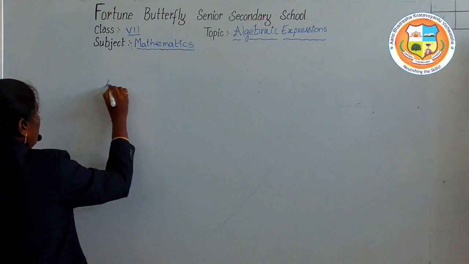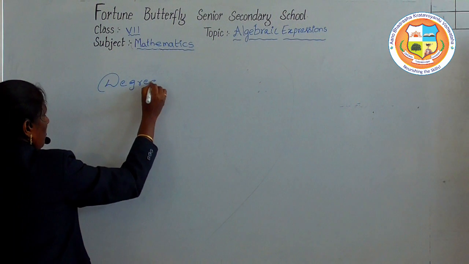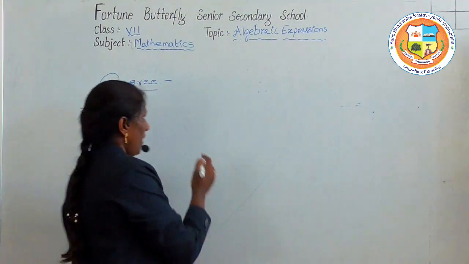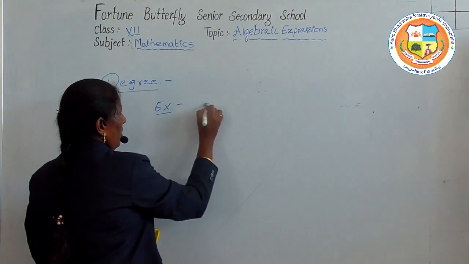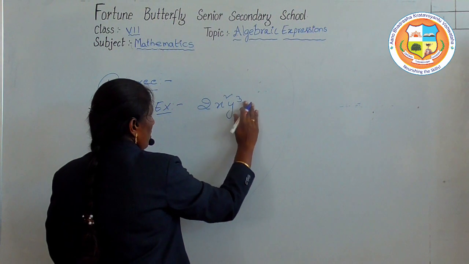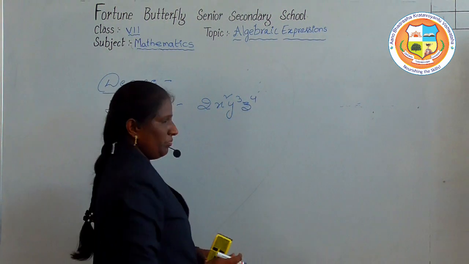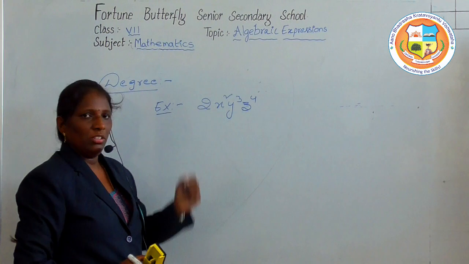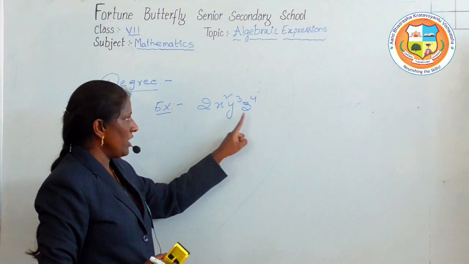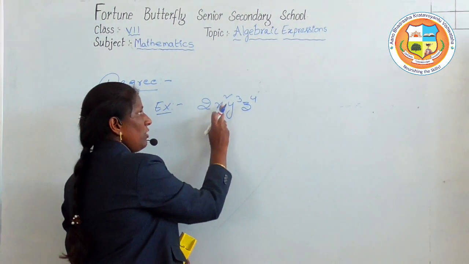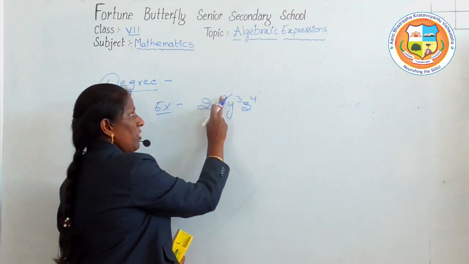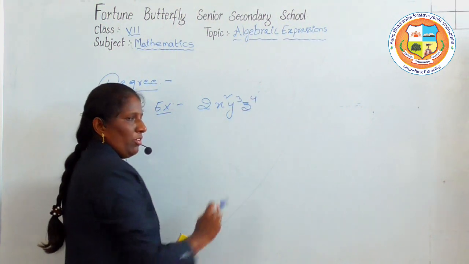Next one is degree. How to find out the degree of a monomial? For example, take one example, 2x square y cube z power 4. This is one monomial, total one term. Here 2 is a constant, and x, y, z are variables. Now here x power 2. This 2 is called a power or exponent. Here x power 2, y power 3, z power 4.